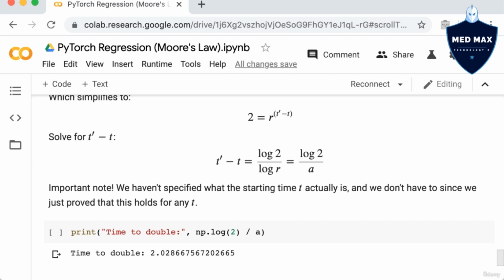So in the next block of code, we can print out this value. Log 2 divided by a is approximately equal to 2, just as Moore's law says it should be. Therefore, we've confirmed that Moore's law is true.